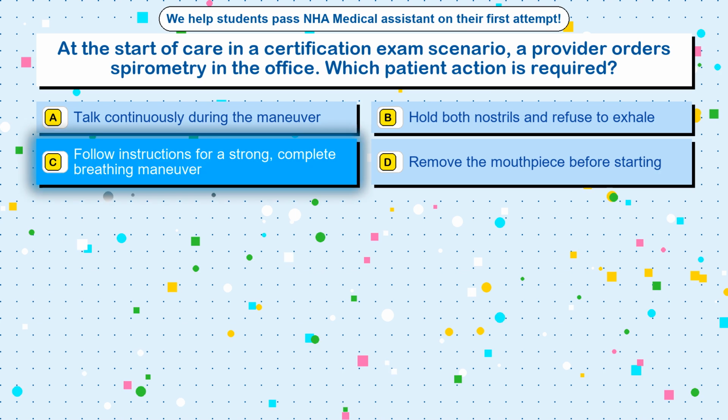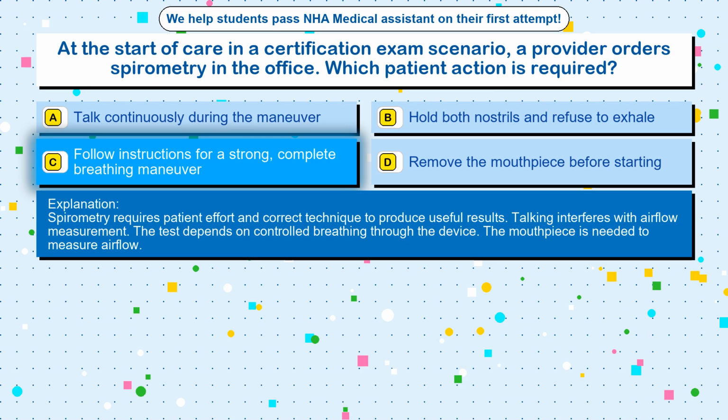The correct answer is option C, follow instructions for a strong, complete breathing maneuver. Spirometry requires patient effort and correct technique to produce useful results. Talking interferes with airflow measurement. The test depends on controlled breathing through the device. The mouthpiece is needed to measure airflow.